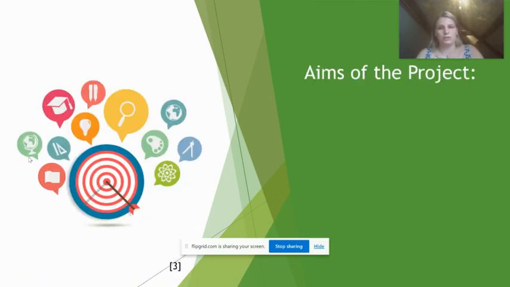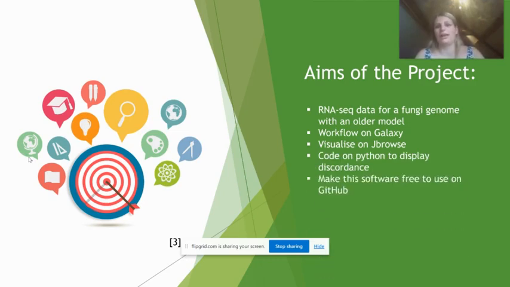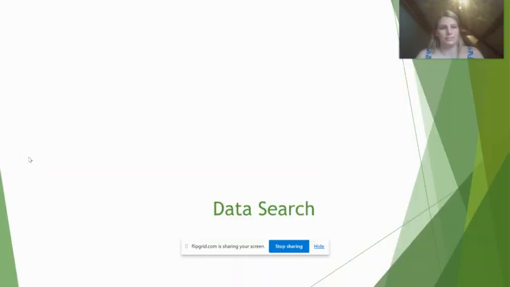So my aims for my project: I'll be looking at recent RNA sequencing data for fungi genomes with an older gene model. I'll then create a workflow on Galaxy to make this data into a more usable form, so then I can visualize it on JBrowse to compare the RNA sequencing data, which is more recent, to the older gene model. I'll then code in Python to show this discordance, and then I hope to make this software free to use on GitHub.